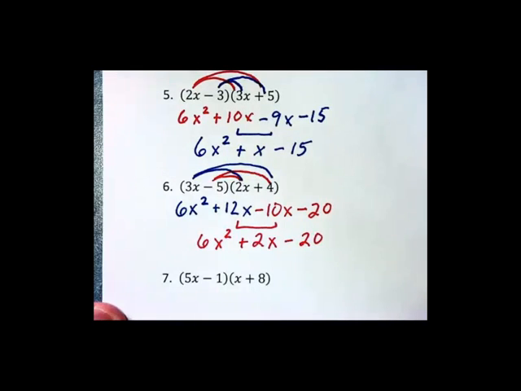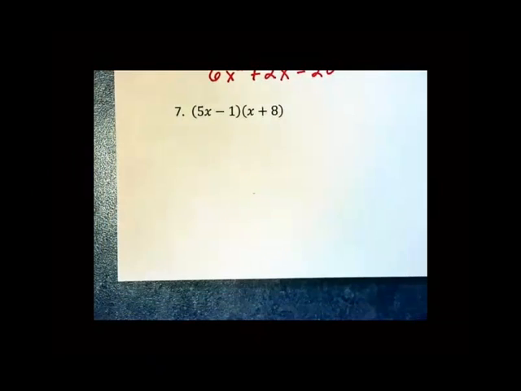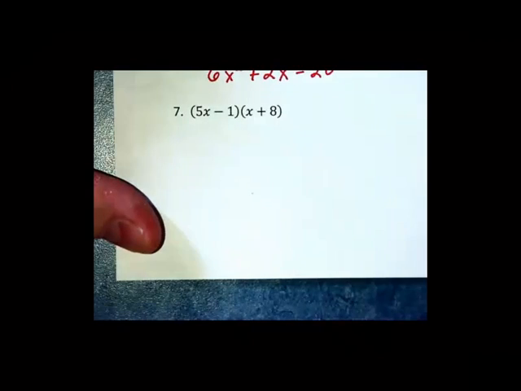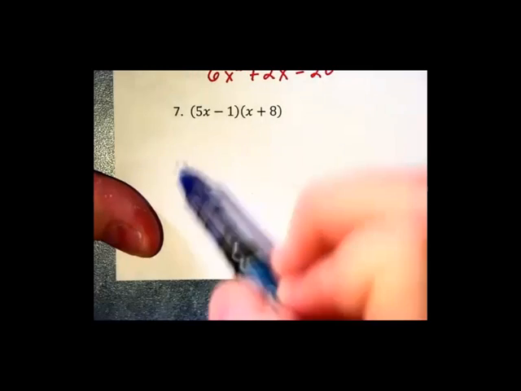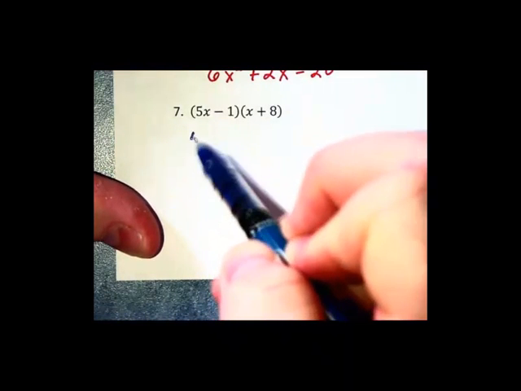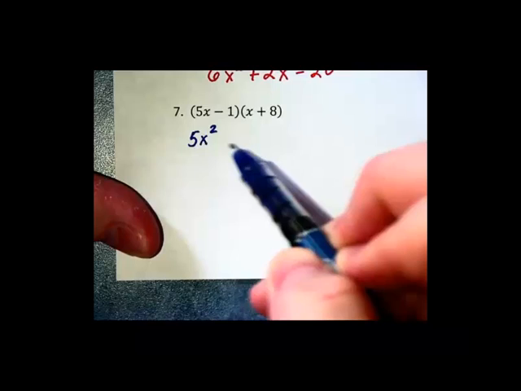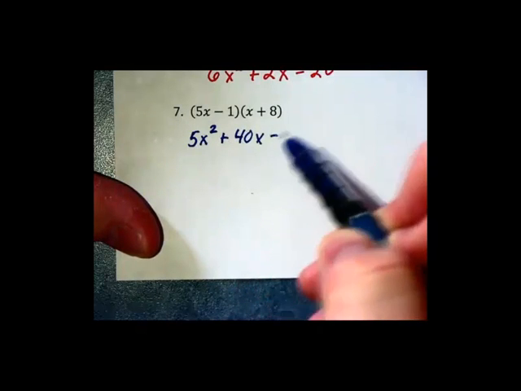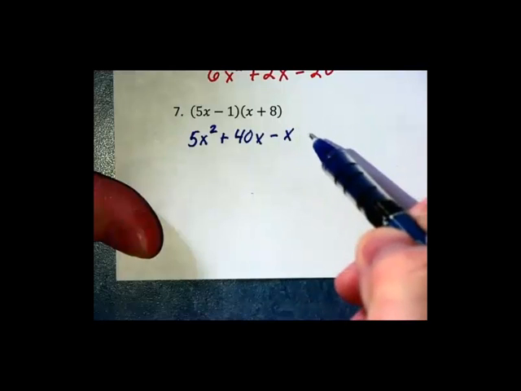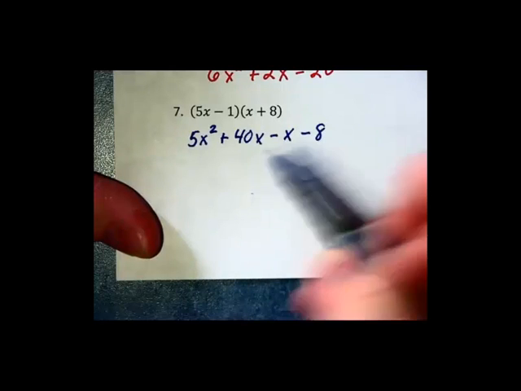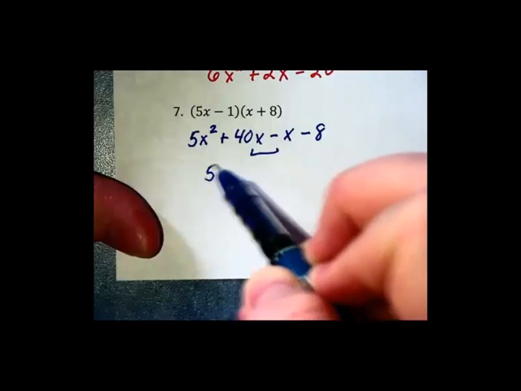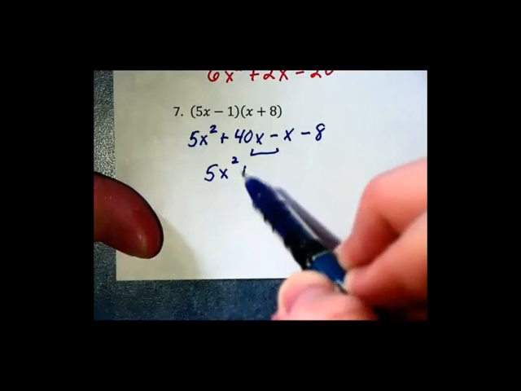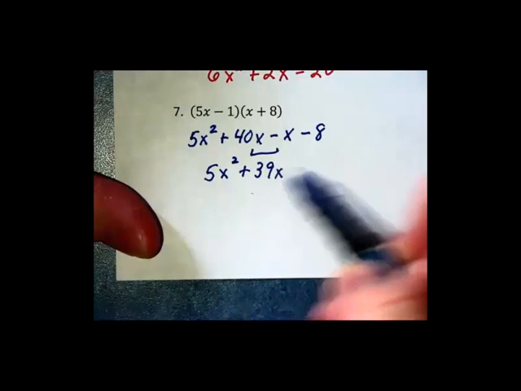And so this process just continues on and on and on. We want to get very good at this procedure. Here we go again. And I would suggest pausing this video, doing them on your own, and then starting it back up and checking your answer. The first part of FOIL is 5x squared. The outer, 5x times 8, is positive 40x. The inner is negative 1 times x, negative x. And the last part of FOIL here is negative 8. Combining these middle terms together, we have 5x squared plus 39x minus 8.